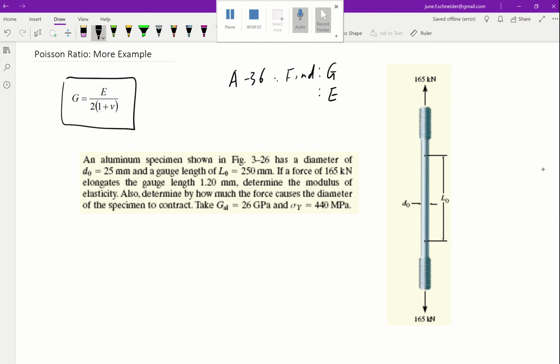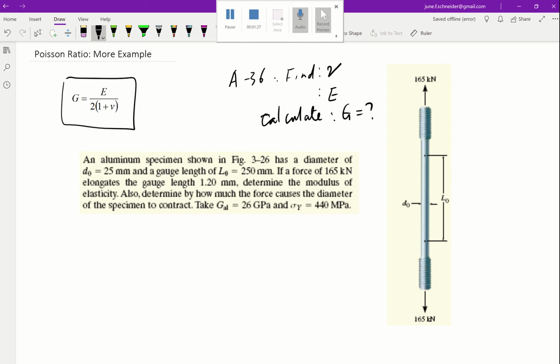Then put them into this formula. Or instead of finding G and E, how about we just find E and Poisson's ratio V, then calculate your G using this formula. See if this G is going to be the same as the value in your book. It should be pretty much matched up. Okay, so assume you did that experiment to verify this equation works.